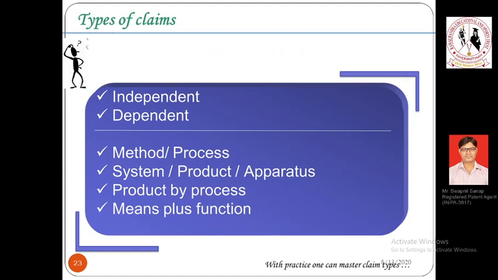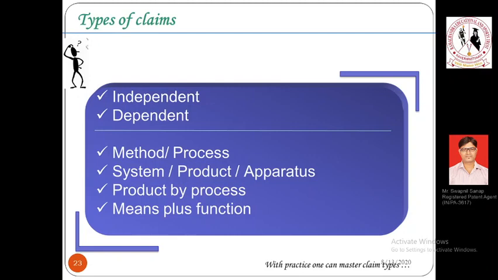Now, there are different types of claims that are possible. One is an independent claim and a dependent claim, or there is another categorization: method or process claim, system or product or apparatus claim, product by process claim, and means plus function. It may not be essential for you to understand each and every one of these, but let me just give you a glimpse of each of these categories or types of claims.